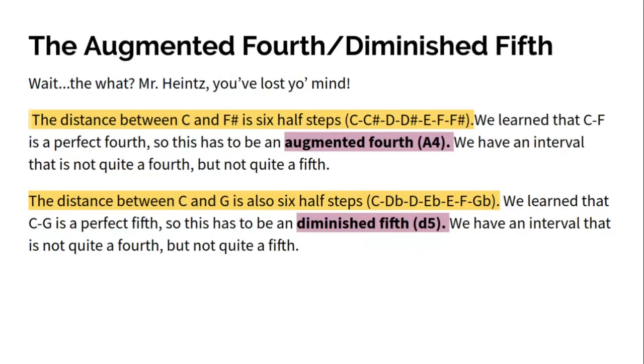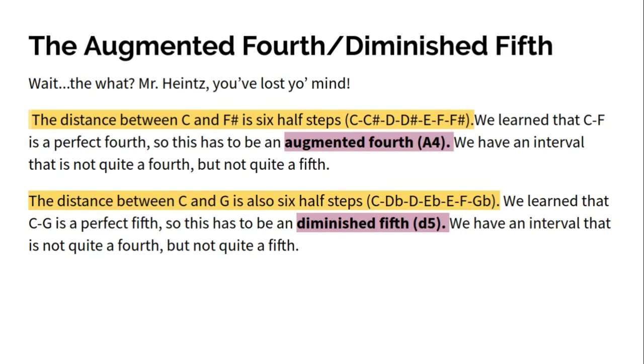All right, it's time. Let's talk about this thing. So we have the augmented fourth / diminished fifth. I promise you, I have not lost my mind. So let's talk about this. The distance between C and F sharp is 6 half steps. And you can see the half steps labeled beside it.